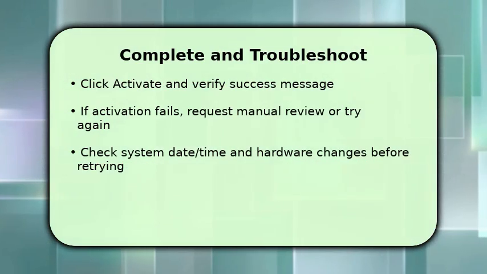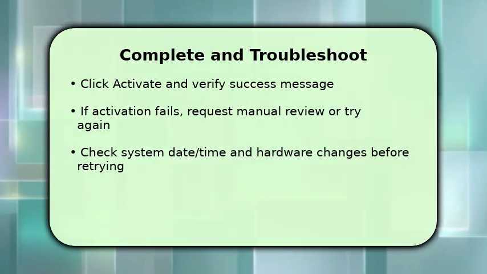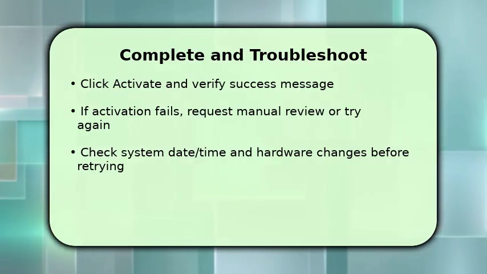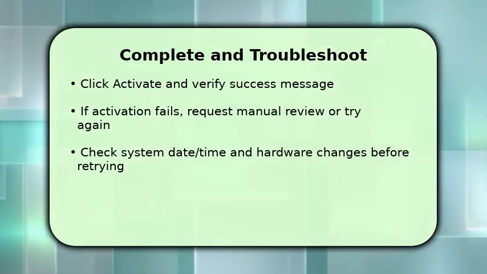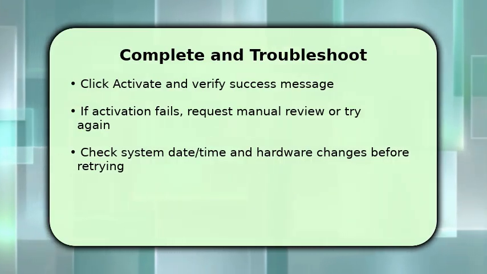You finish by entering the confirmation ID and clicking Activate. You should see a success message confirming digital entitlement. If activation fails, ask the agent for a manual review reference or hang up and repeat the phone activation to get a fresh confirmation ID.